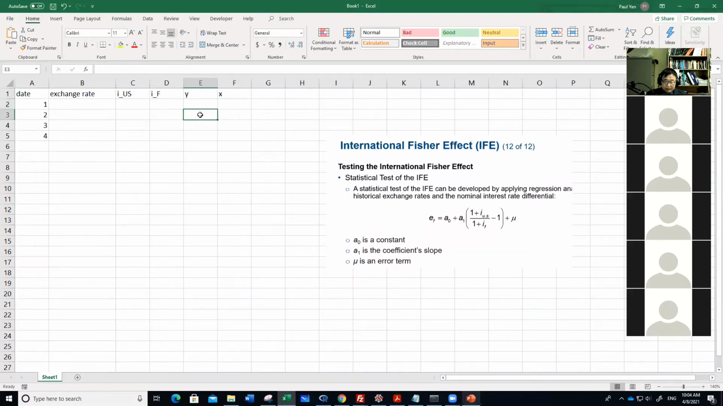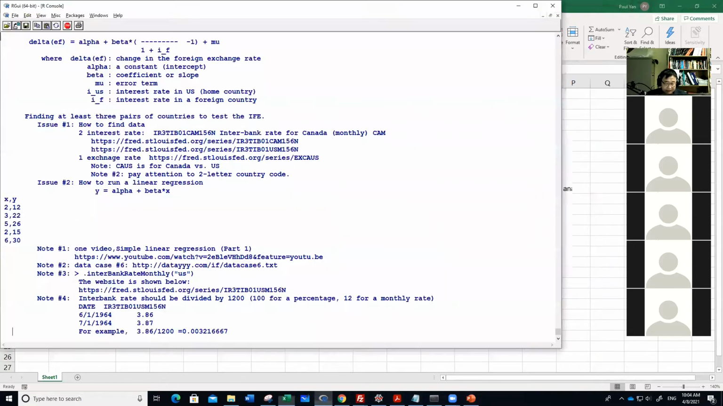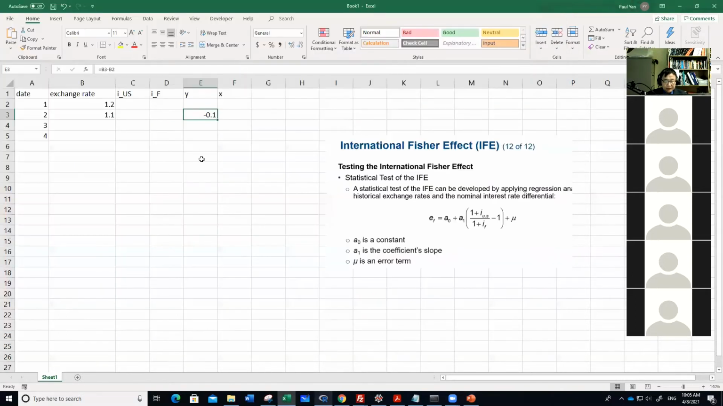What is this value? This value will be this number minus this number, because this is the change. Suppose we use some numbers, 1.2 and 1.1, as the exchange rate. What is Y? Y will be this one minus the previous one, the percentage change. The regression is change depends on alpha plus beta X. So delta is the change in the foreign exchange rate: this month's exchange rate minus the previous month, or this quarter minus the previous quarter, depending on whether it's quarterly or monthly.